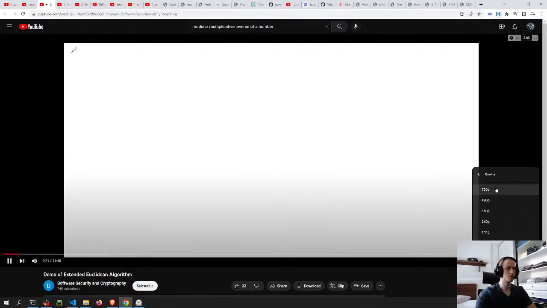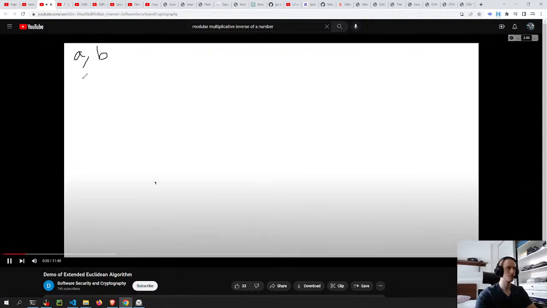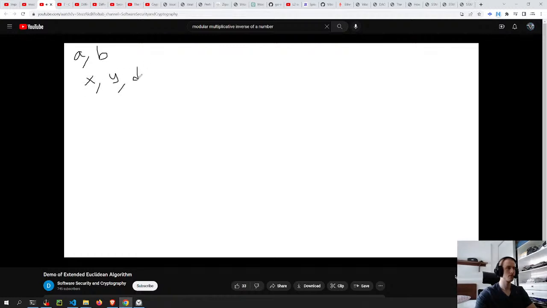So what is the goal of this segment? The goal of the segment is this. Suppose you're given two integers a and b. Both of them are not zero simultaneously; one can be zero. Your goal is to find two numbers x and y, in fact three numbers actually, and a d, which satisfies this interesting property that a times x plus b times y equals d. It's a linear equation with two variables on the left and one variable on the right.